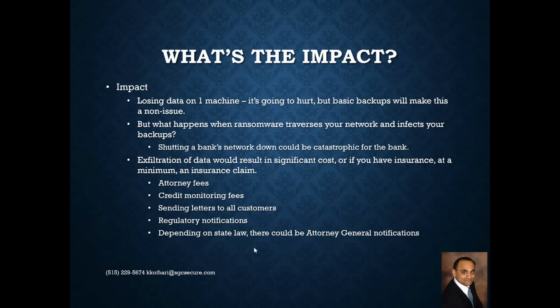Shutting down a bank's network would be catastrophic for the bank. And while it wouldn't necessarily be catastrophic to exfiltrate that data, it would result in significant cost and be potentially devastating. Exfiltration of your data to the public can result in significant cost, or if you have insurance, at a minimum, an insurance claim, which could involve attorney fees, credit monitoring fees, sending letters to all of your customers, regulatory notifications, and reputation damage. Depending on state law or what states you're in, there could be attorney general notifications and attorney general actions against you as well.